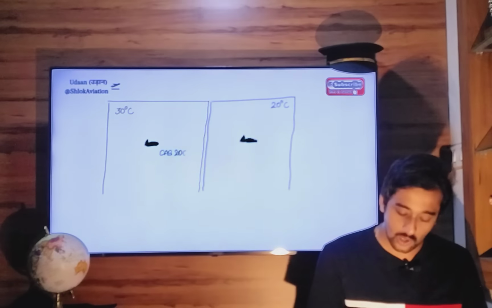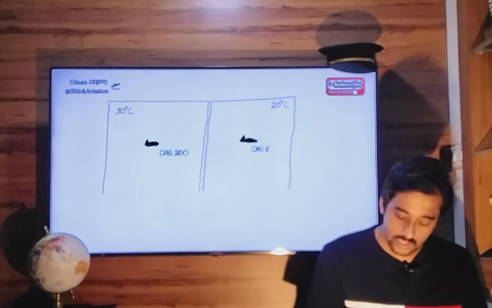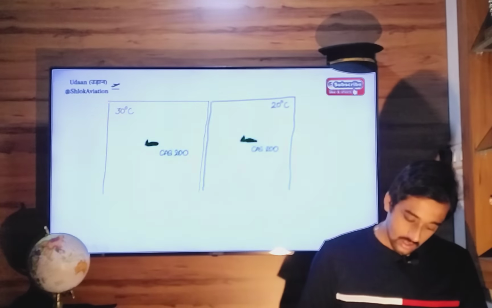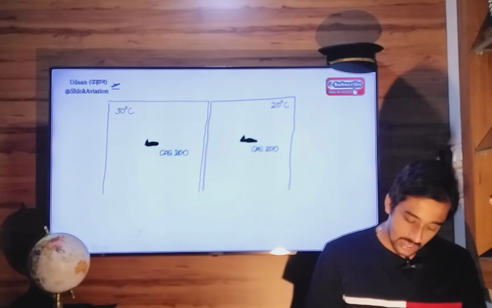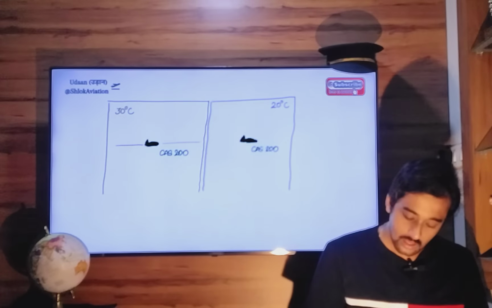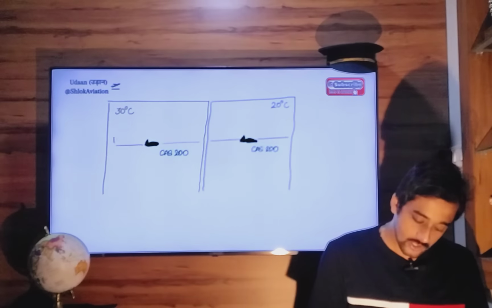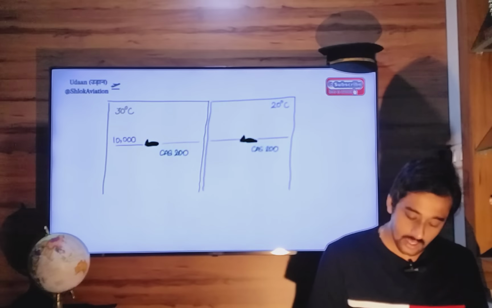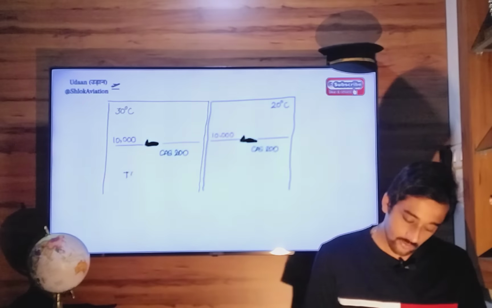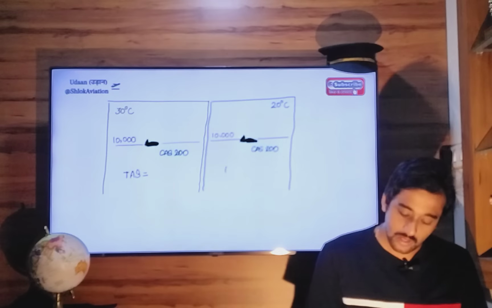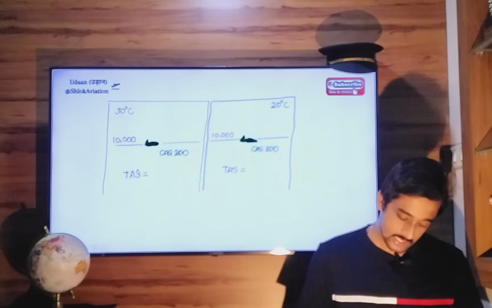Let's say 200 knots, and a level flight, let's say you're flying level at 10,000 feet. Now let's calculate true airspeed. True airspeed in warm air mass, true airspeed in cold air mass using CH3.